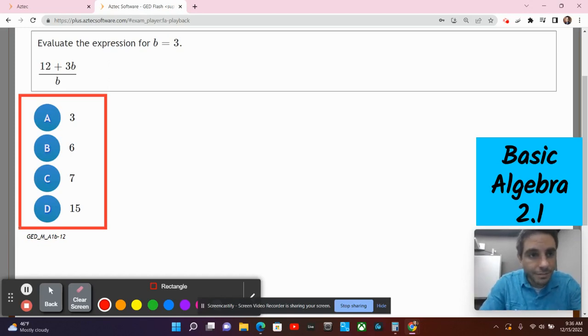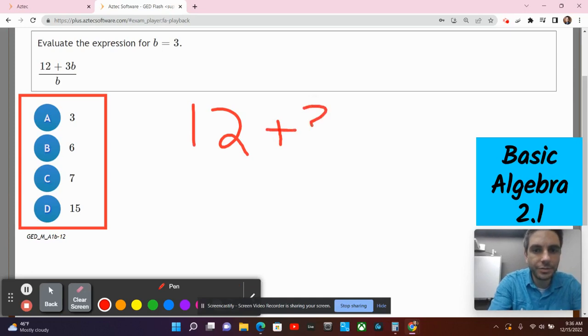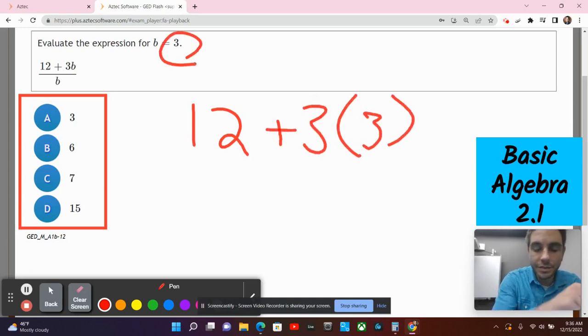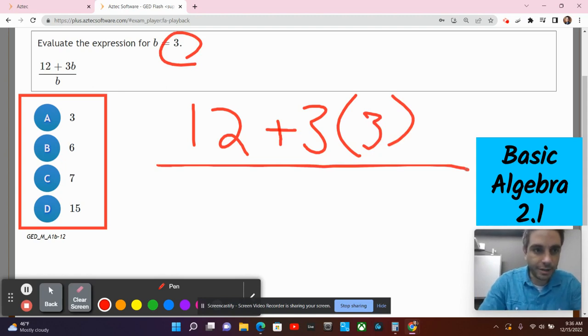So for this question, what we're going to be doing is looking for all the places where that letter b shows up in the fraction and changing it to the number 3 and then solving it. So on the top of the fraction, we have 12 plus 3b. So we're going to change that to 12 plus 3 times 3, because when 3 and b are next to each other, that means multiplication in the algebra language. Big fraction bar, and then the number 3 on the bottom.